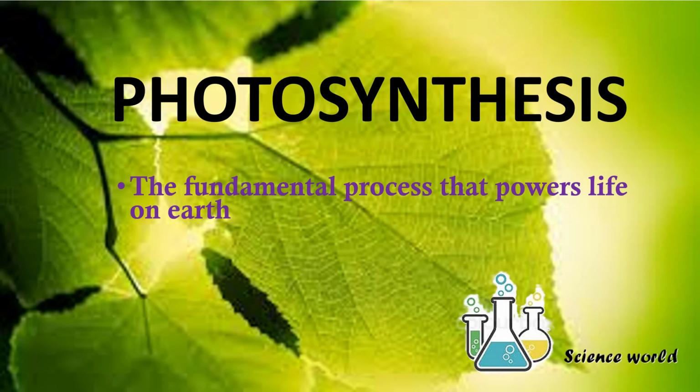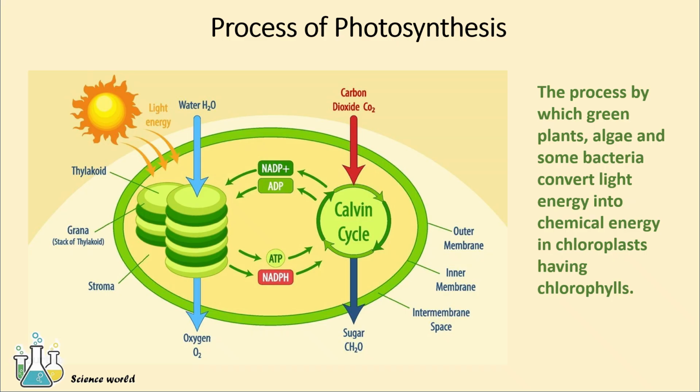Today we are going to talk about photosynthesis, which is the fundamental process that powers life on Earth. So let's see what the process of photosynthesis is. Photosynthesis mainly happens in green plants, algae and some bacteria. In this process, light energy is converted into chemical energy.